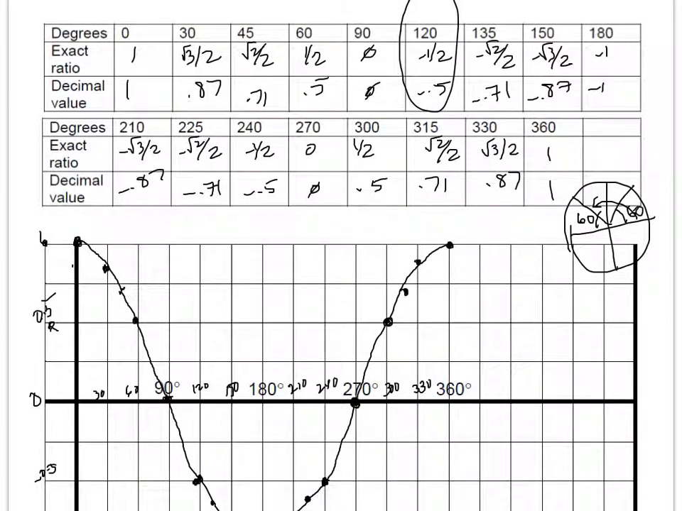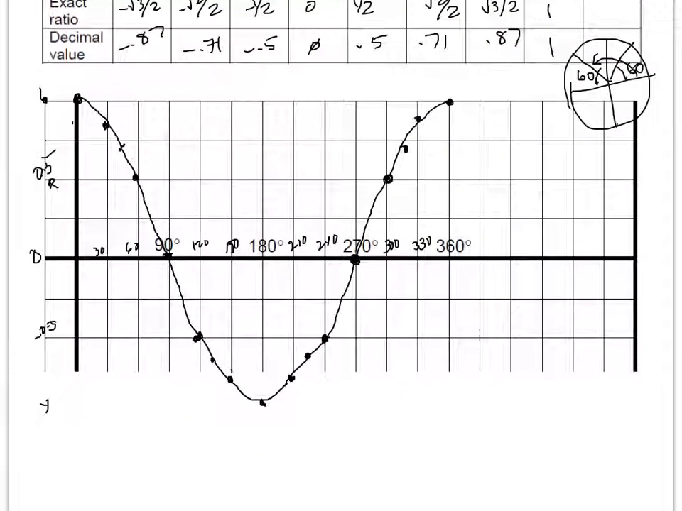The first one, I'm sorry, is angle 0, whose exact value is 1. So the first point is going to be here because the x value is 0 degrees, and the y value is 1. Then we are going to check the next one.